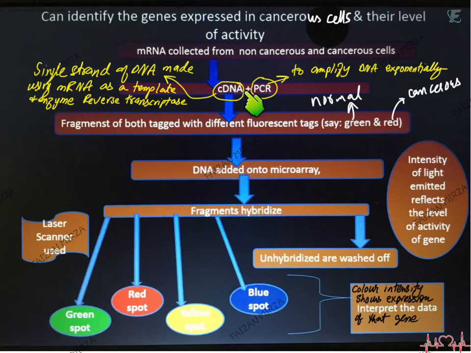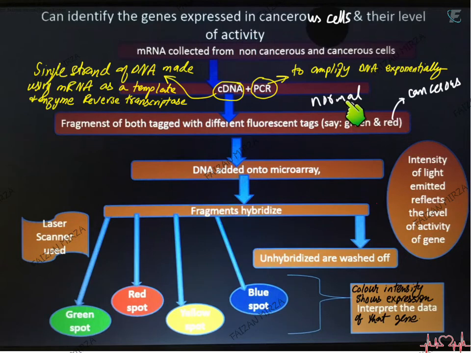Now you amplify this DNA using the PCR technique, and once the DNA has been amplified, you fragment both of these. You fragment them using restriction enzymes, and then you add color to it. You add green color.